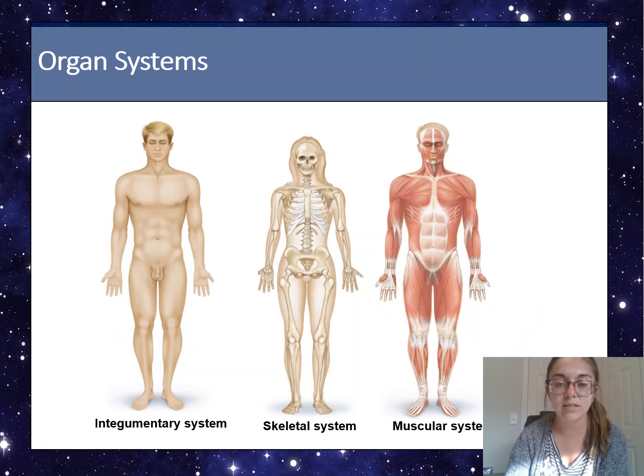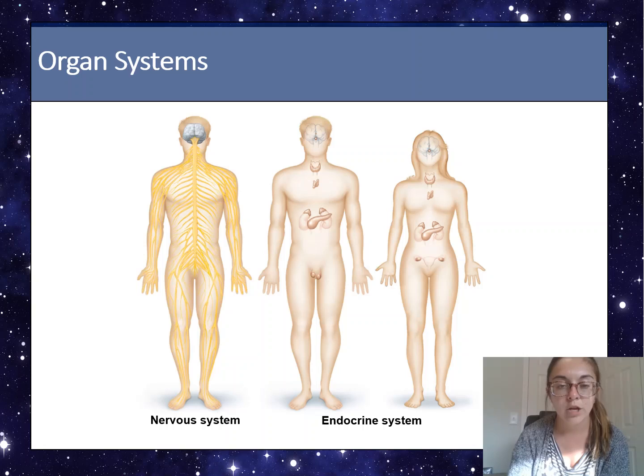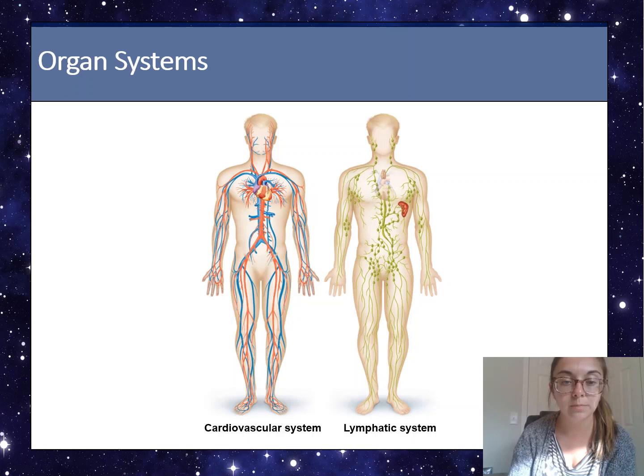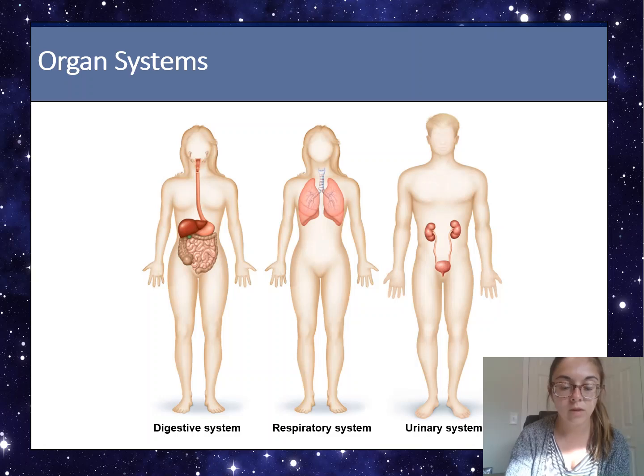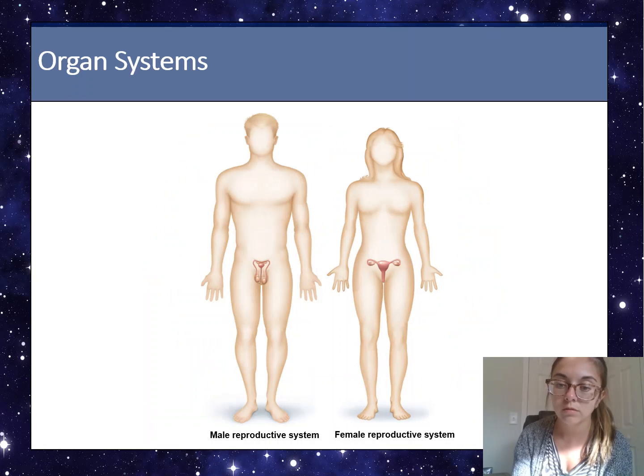Okay, our organ systems, let's go over all of them. We have the integumentary system. That is the skin. The skin itself is the largest organ in the body. Then we have skeletal system, the muscular system, nervous system, endocrine system, which works with hormones, cardiovascular system, the heart and blood vessels, lymphatic system, which is part of your immunity, helps out with that, digestive system, respiratory system, urinary system, and then the reproductive systems.